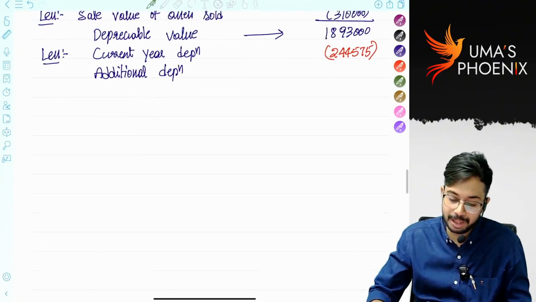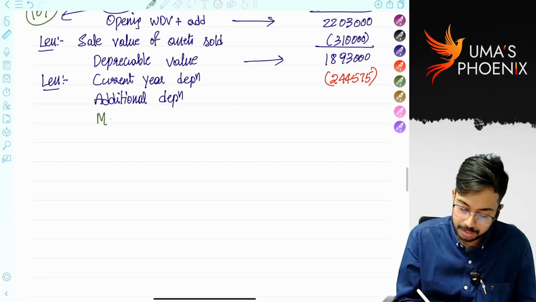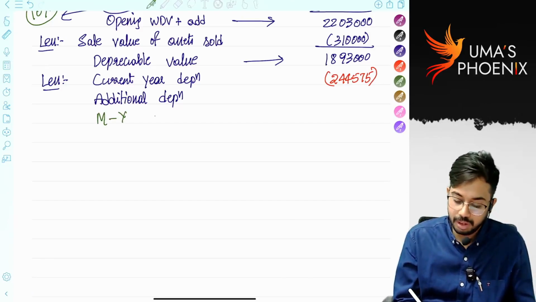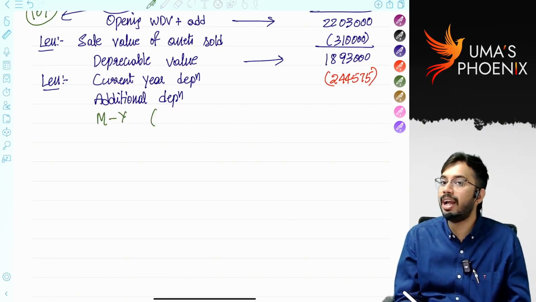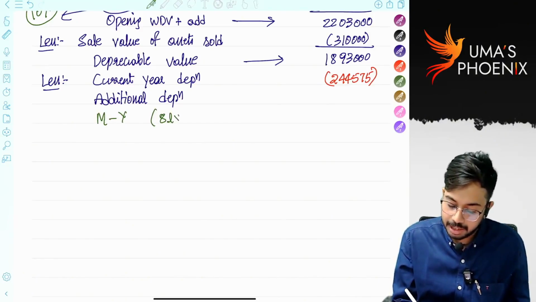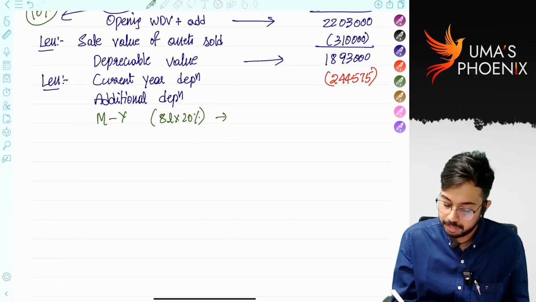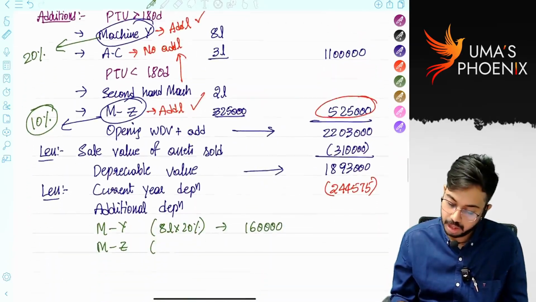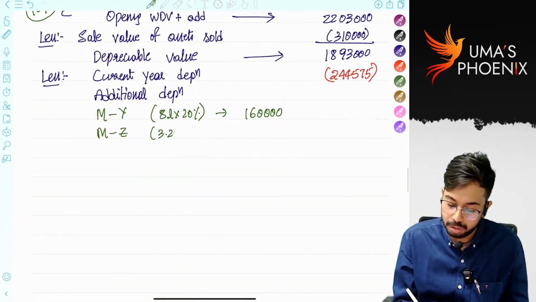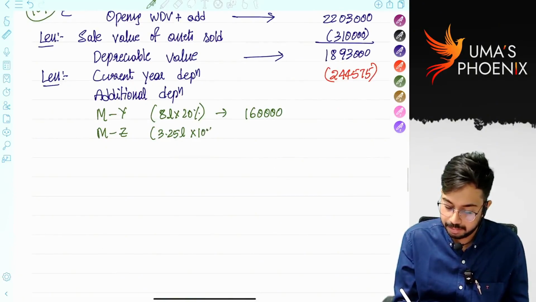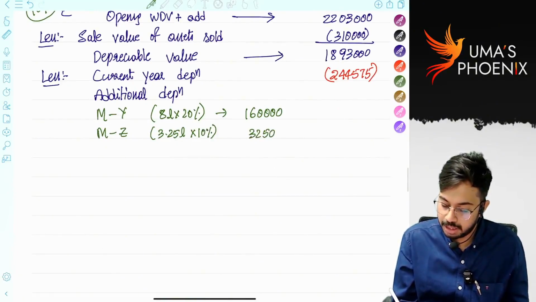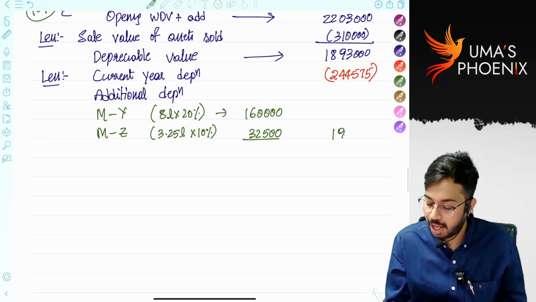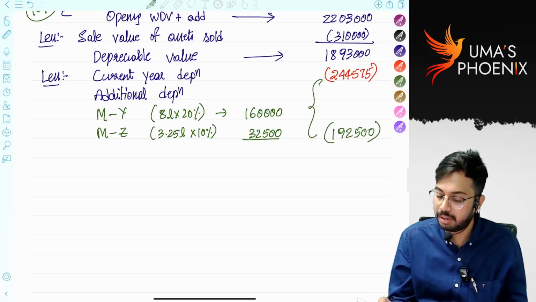Less additional depreciation. Machine Y, how much? 20% on 8 lakhs. 8 lakhs into 20%, how much? 1,60,000. Machine Z, 3,25,000 into 10%, correct? So how much is additional depreciation? 1,92,500. How much is total depreciation? Tell me.